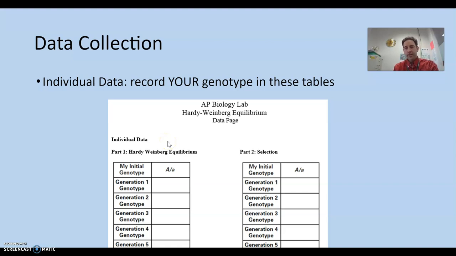Okay, so the general idea is in this large classroom of a lot of people all moving around, kind of randomly choosing a partner. There's no mutation, there's no natural selection, there's a large population size. Theoretically, we should be maintaining Hardy Weinberg equilibrium. And so the question is, will we, by generation 5, be at Hardy Weinberg equilibrium?